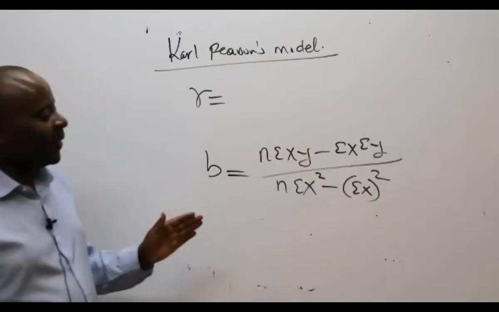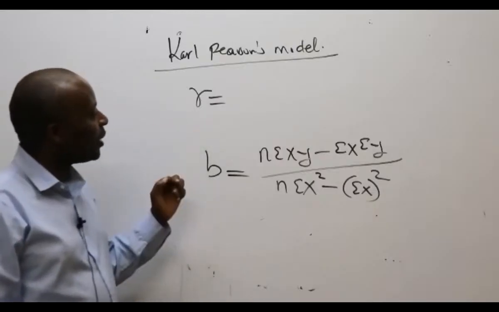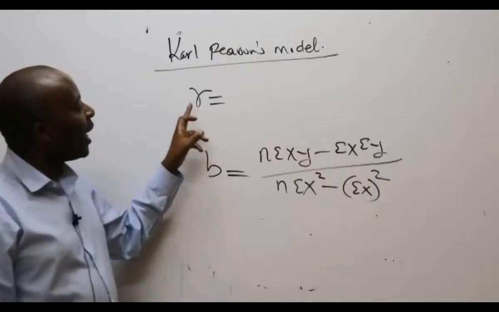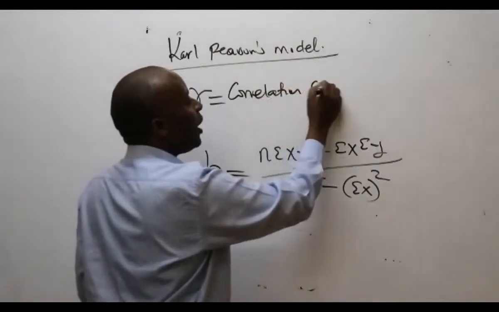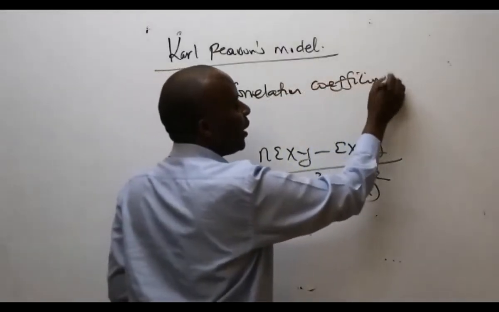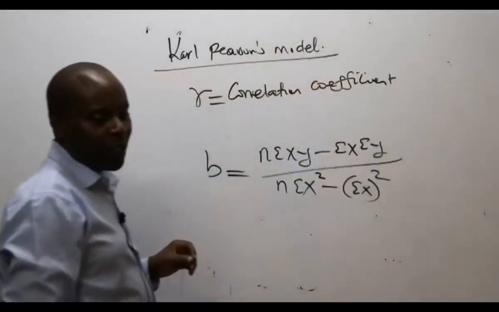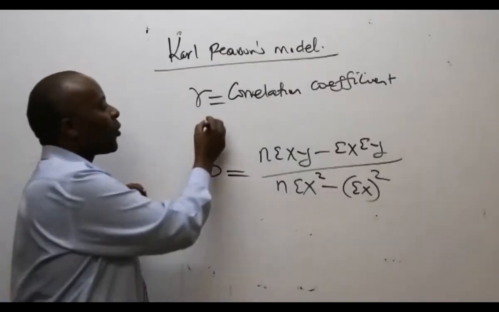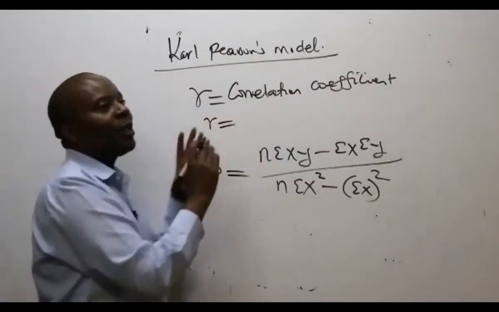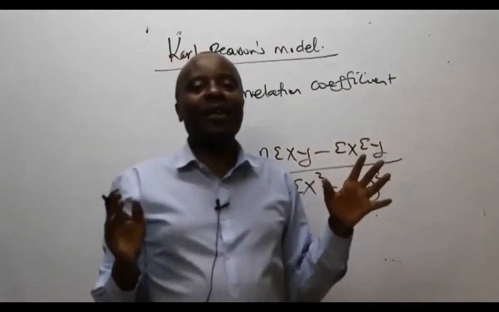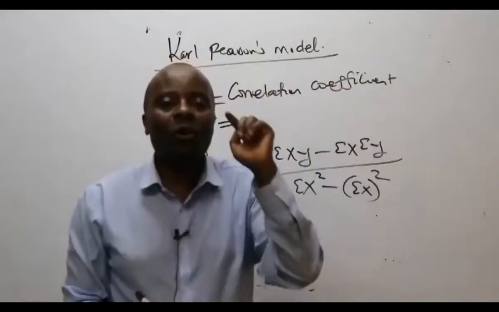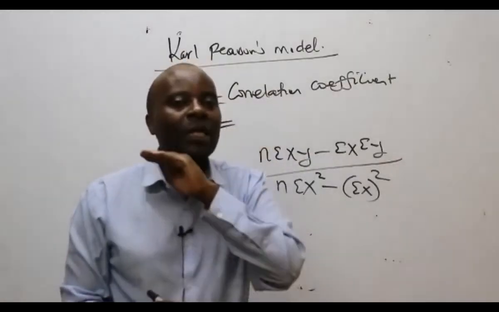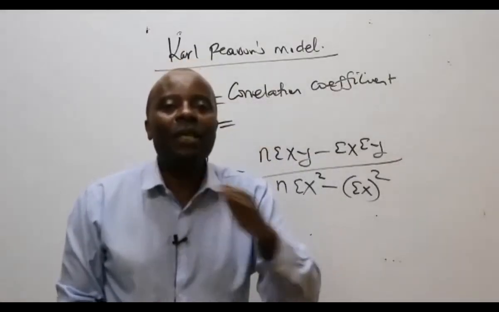Now, ladies and gentlemen, listen to me very well. Now come and get R. R stands for what we call the correlation coefficient. So when you tell me to give you the correlation coefficient, I may forget about so many things, but there is one thing I will never forget: that the numerator of R and the numerator of B are the same.